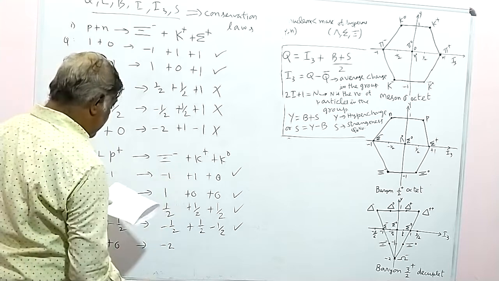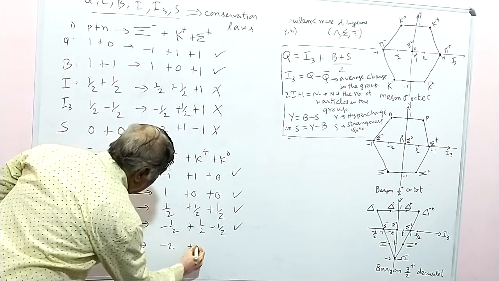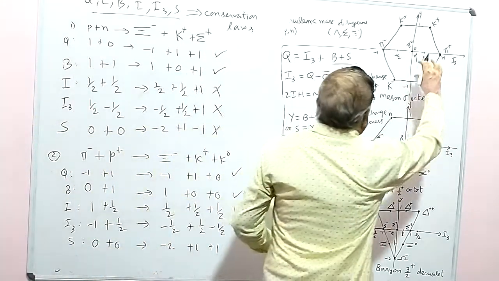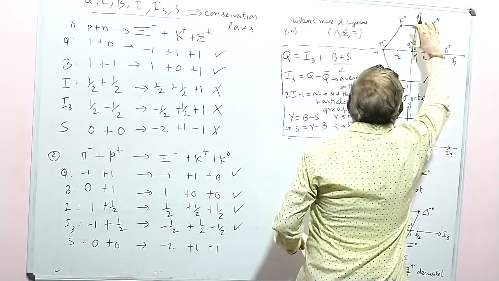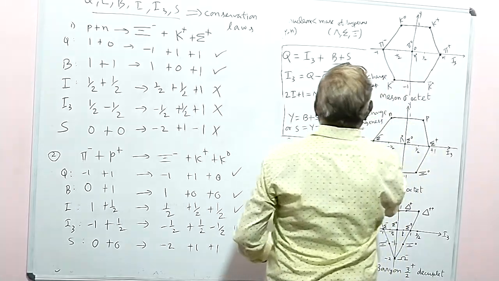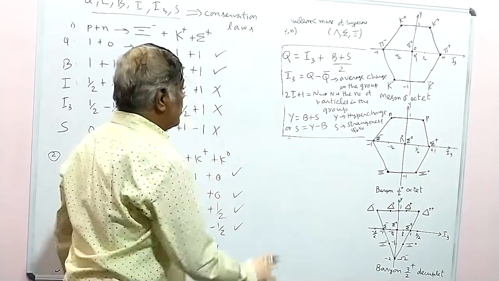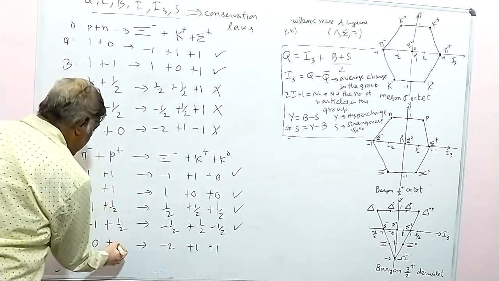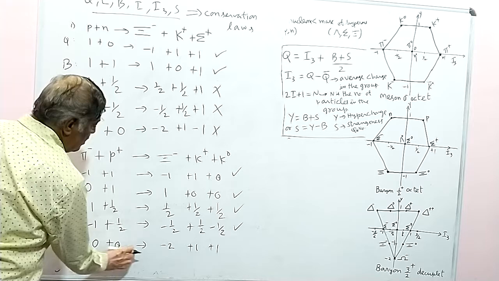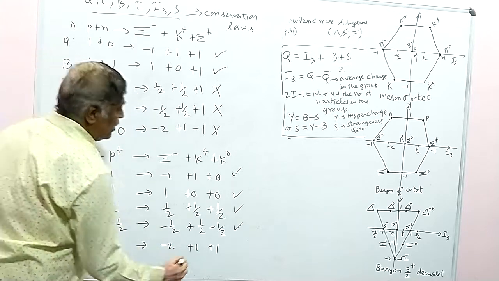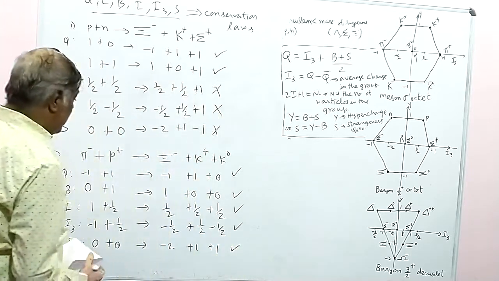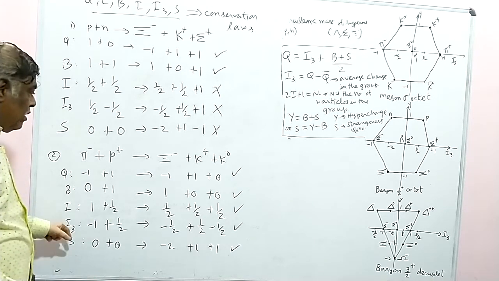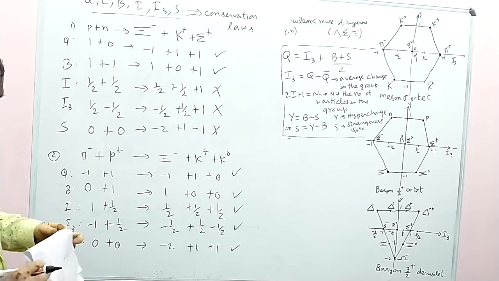For k plus k0, this is 1 and 1. Our k plus and k0, their Y value is 1. For this also Y value is 1, but since baryon number is 0, S is equal to Y value itself. So now both sides you find S is 0, here S is 0. So here all these numbers Q, B, I, I3, S, all the 5 quantum numbers are conserved.